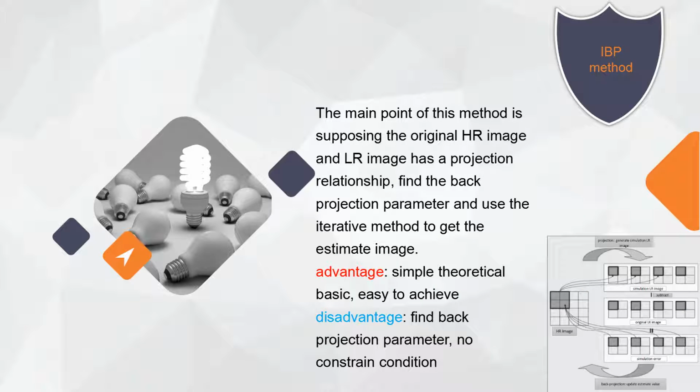The second method is the iterative back projection method. The main point of this method is supposing the original HR image and the LR image have a projection relationship. Find the back projection parameter and get the estimated image through iteration. The advantage is a simple theoretical basis, the same as the frequency method, but better than the frequency method, it does not need global movement anymore. The disadvantage is that a back projection parameter may not be used in all situations. It is not convenient and it is hard to add constraint conditions to it.